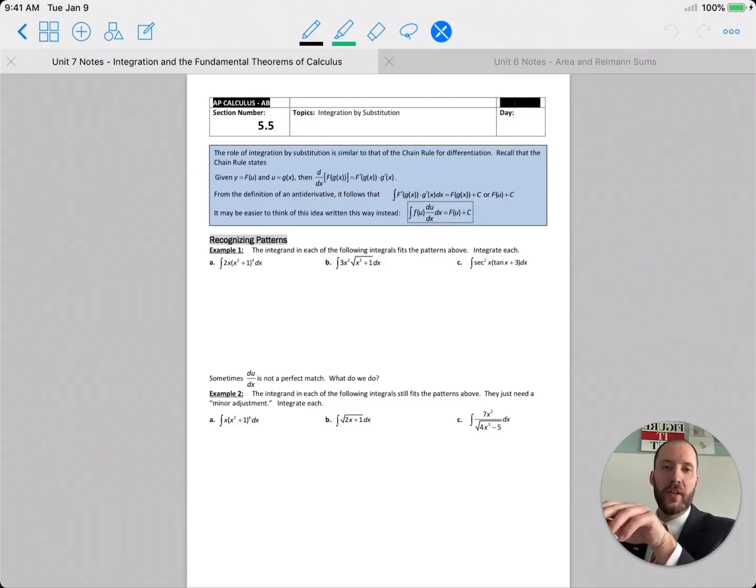Hey, the topic today is integration by substitution. This corresponds with section 5.5 in our textbook. Integration by substitution, or U-sub, is really, in my mind, integration's answer to derivatives' chain rule. When you're doing derivatives, you do chain rule, you identify an outside and an inside. For integration, U-sub, we also start by identifying an outside and an inside.